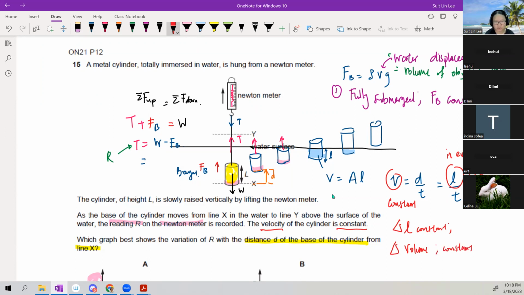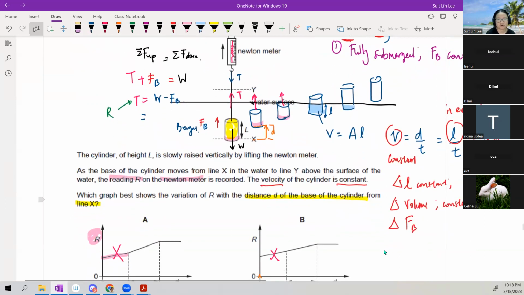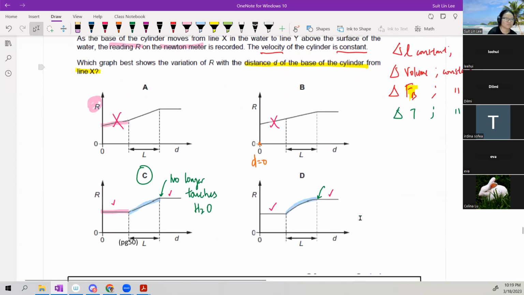So if the change in volume is constant, because the buoyant force is V rho g, the change in V is constant, so the change in buoyant force is also constant. Hence, if the change in buoyant force is constant, look at the buoyant force here, then the change in tension, or the change in R, is also constant. So the answer is C. So here to here is constant because it is fully submerged.